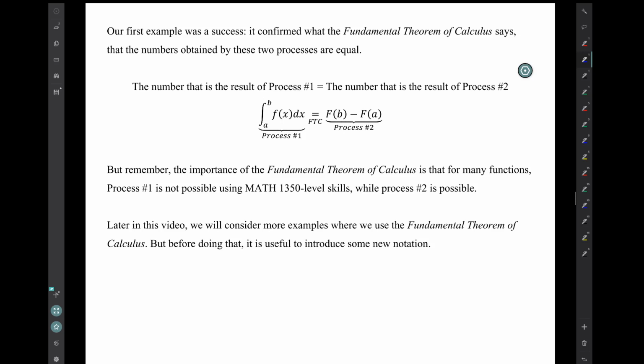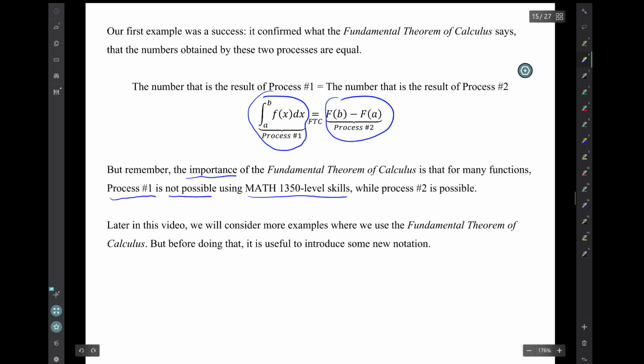The number obtained that's the result of process 1, that definite integral, is equal to the number that's obtained by the result of process number 2, this computation involving the antiderivative or the general antiderivative. But remember, the importance of the fundamental theorem of calculus is that for many functions, process number 1 is not possible using Math 1350 level skills, while process number 2 is possible. Later in this video, we'll consider more examples where the fundamental theorem of calculus is used. But before doing that, it's useful to introduce some new notation.